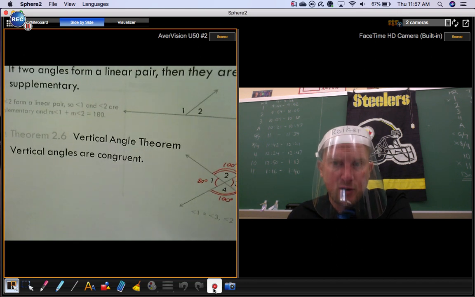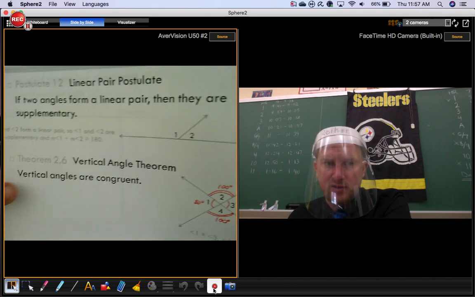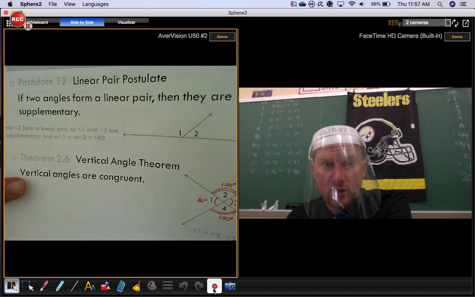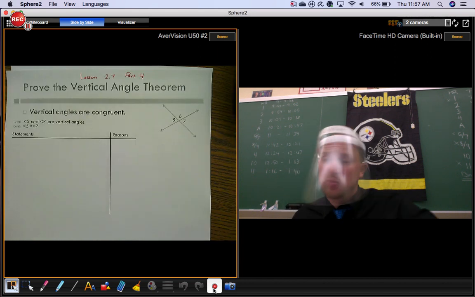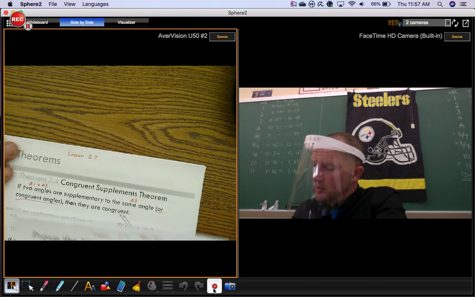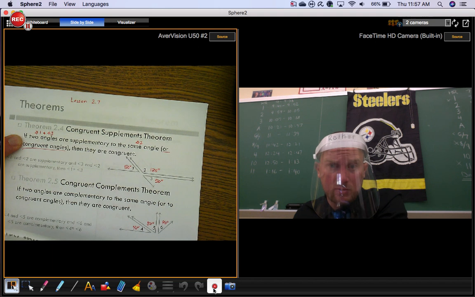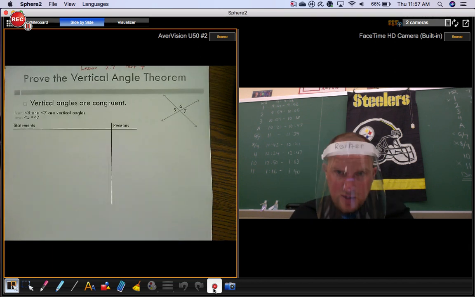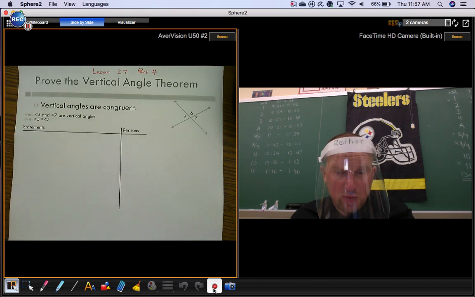We know that vertical angles are congruent. We're going to prove this in this video, and we're going to prove it using the stuff that we just learned: this linear pair postulate, as well as your congruent supplements theorem. As we're going over these theorems, you might be wondering, what in the world do we need these for? Well, this is the reason. They save us time when we prove other things.